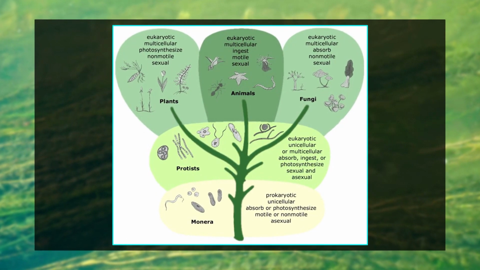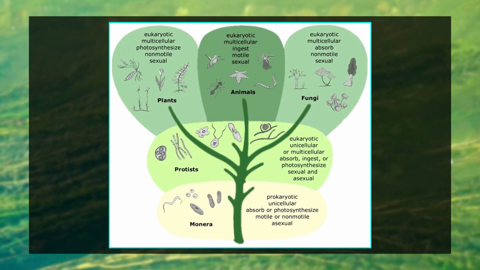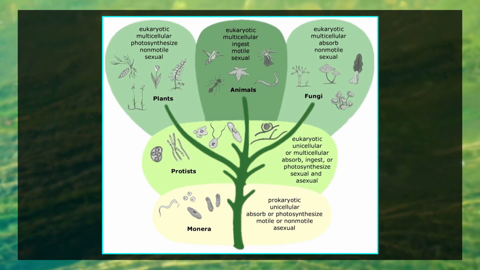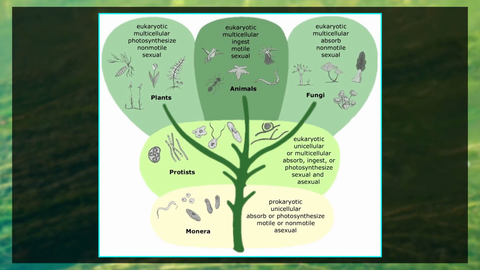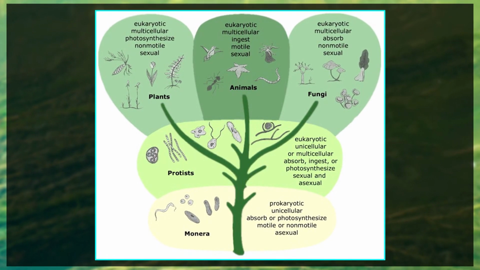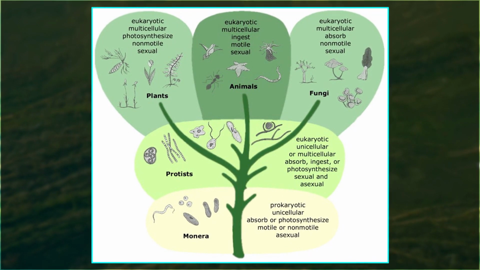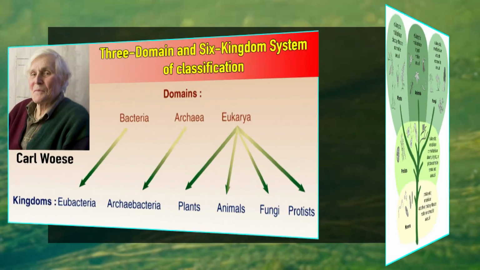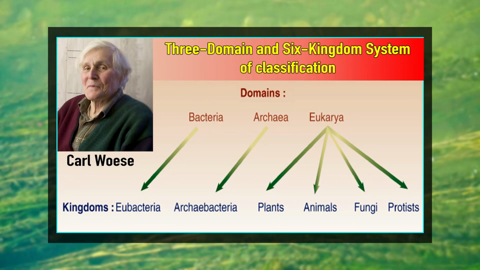Unicellular algae like Bacillariophyta and diatoms were placed in kingdom Protista under subkingdom Phycoprotista. And multicellular eukaryotic algae were placed in Phycophyta in kingdom Plantae. Same was repeated by Carl Woese in six kingdom system and three domain system of classification.